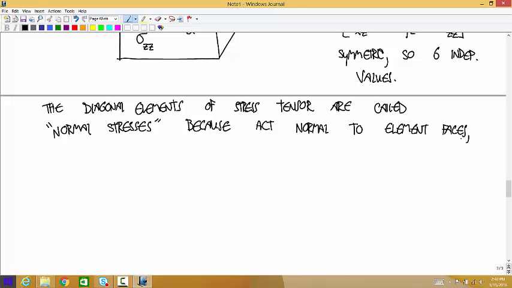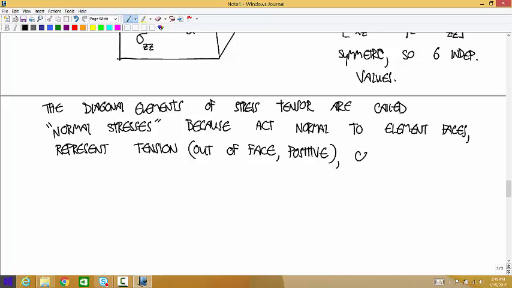And they represent tension and compression in the material. Tension if they're out of the face, which means the value is positive. And compression if the values are negative and they're pointing into the face.